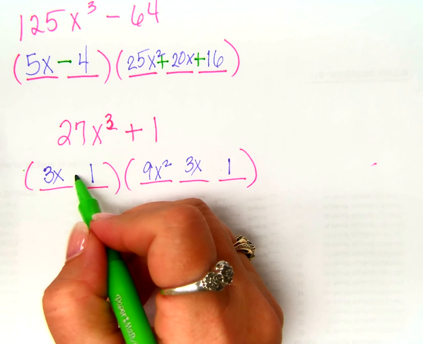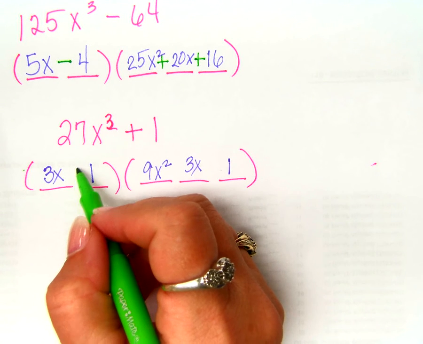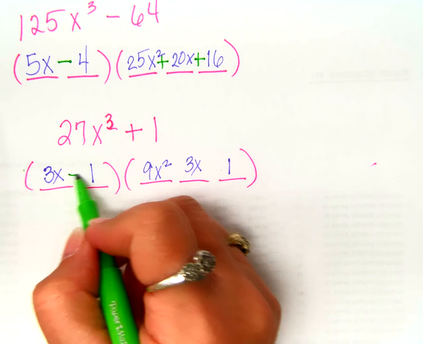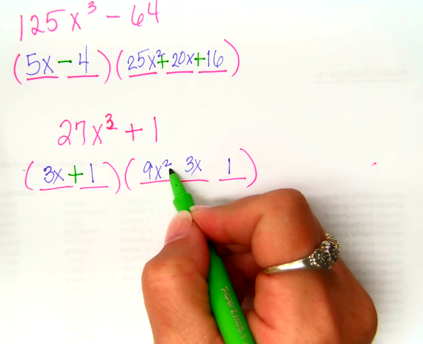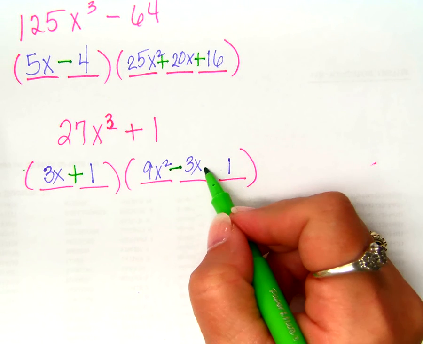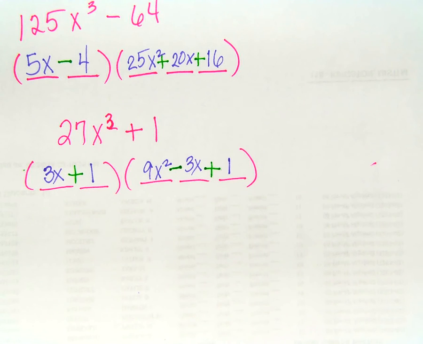So what sign goes right here? What's the sign of the problem? Exactly. What's the next sign? Opposite of that. And what's the last sign? Plus. It's always plus, that last sign.